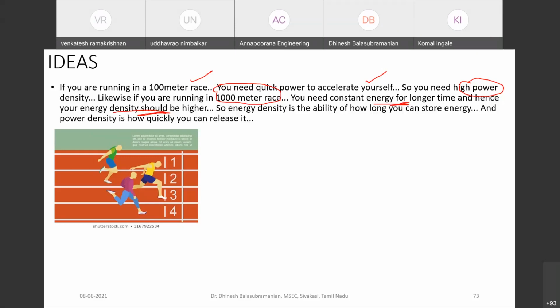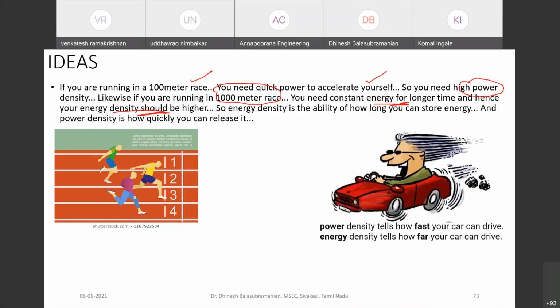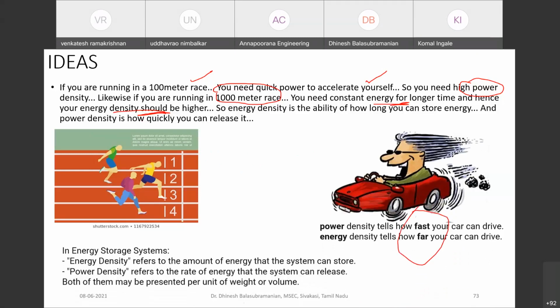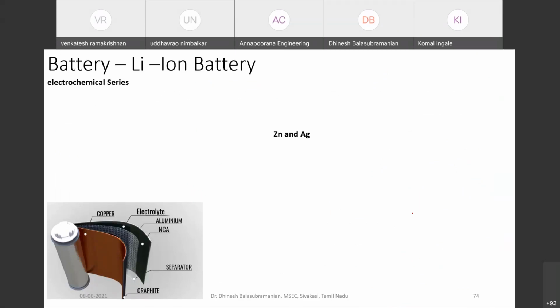And if you're just draining a minimal amount of power for a long time of operation, that is known as high energy density. So to make it much more clear, power density tells how fast you can drive a car, and energy density tells how far, how much distance you can drive your car. So this is what talks about the power and energy density.